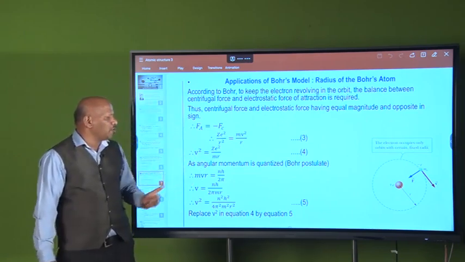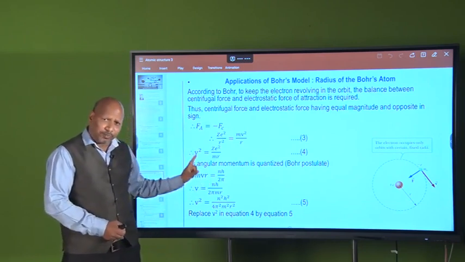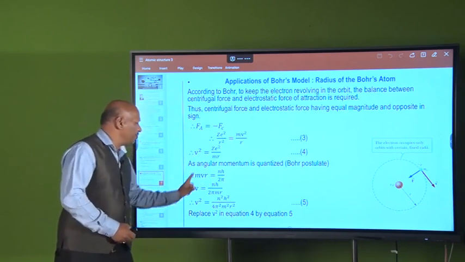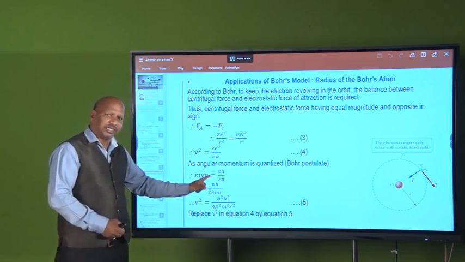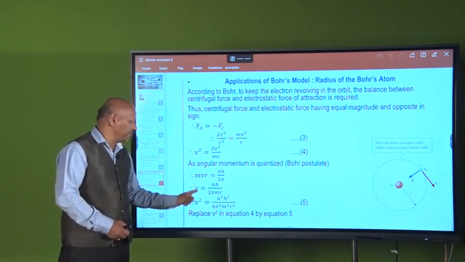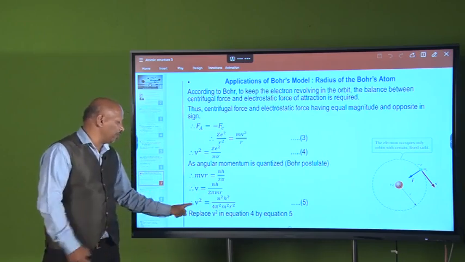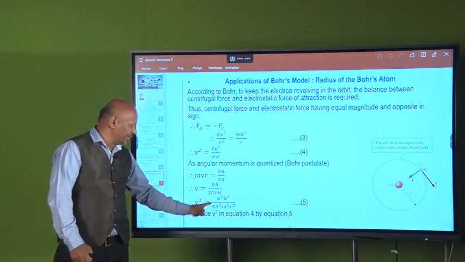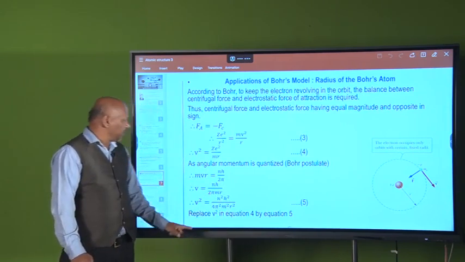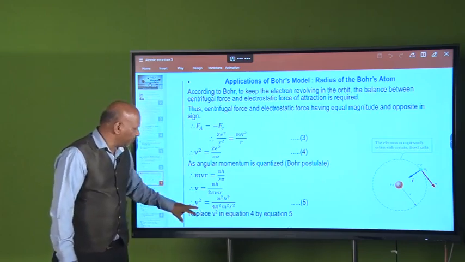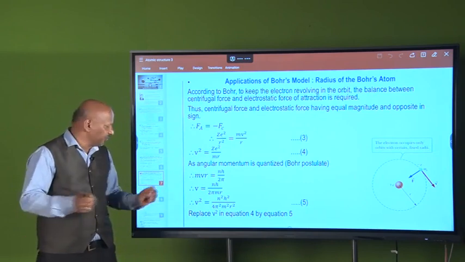Now, as angular momentum is quantized, according to the assumption of the Bohr model, mvr is equal to nh upon 2 pi. I am also writing this equation in the form of v. So v is equal to nh upon 2 pi mr, and squaring this equation, I get v square equal to n square h square upon 4 pi square m square r square. Now we have equation 4 and equation 5, both for v square, so these two are equal.